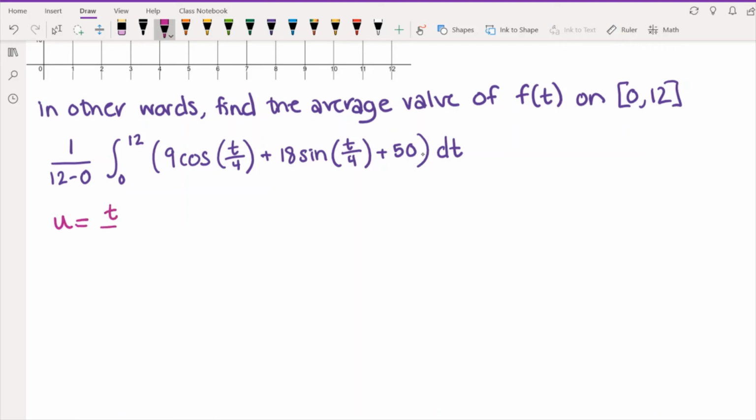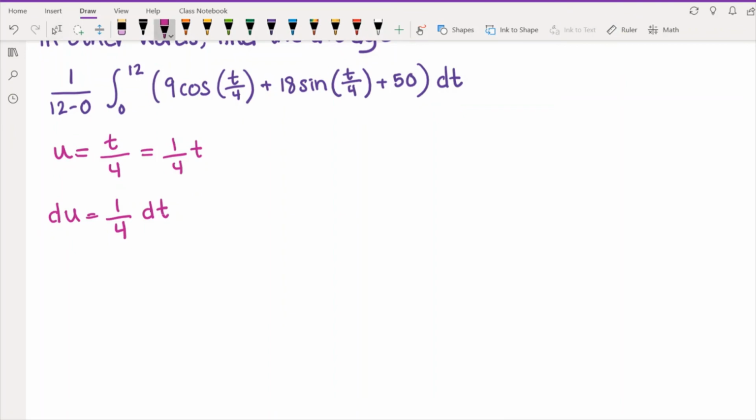So we're going to let u equal t over 4. And so what is the derivative? What is du going to be? Well, t over 4 is the same thing as 1/4 times t, right? So the derivative of that is going to be 1/4, and then we put the dt on this side. So du is 1/4 dt. And so another way of writing that would be to say that 4 times du is equal to dt. And so we're going to replace dt with 4 du, and then replace t over 4 with u.